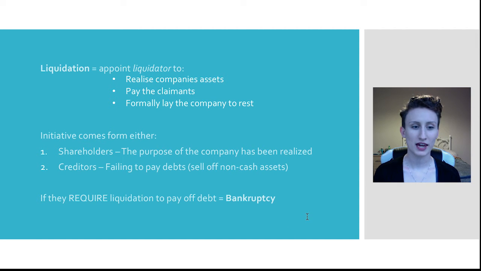The other way that a company can become liquidated is by a shareholder. So it might not be that the company is necessarily in debt, it might just be that it has realised its vision as a company and no longer needs to run, and so it's just doing the final paperwork of closing down. If a company becomes liquidated, they appoint a liquidator to realise what the company's assets are, pay off anybody left that is a claimant, and formally lay the company to rest.